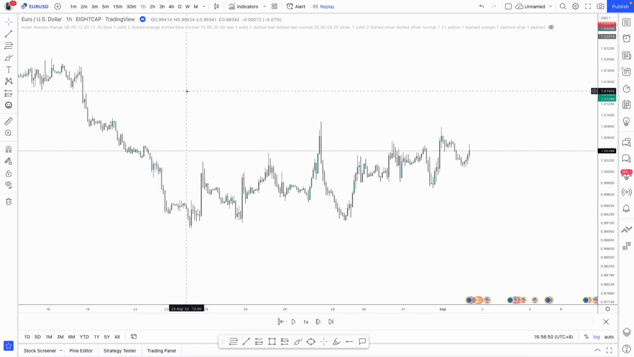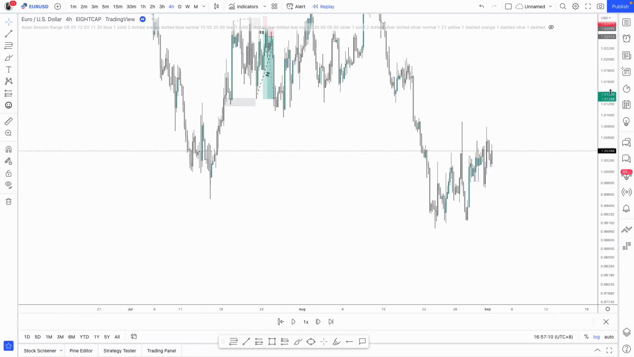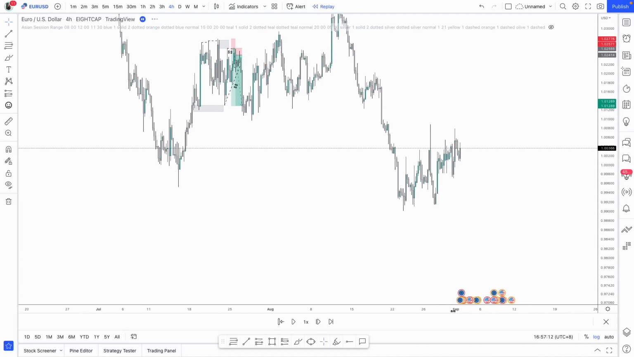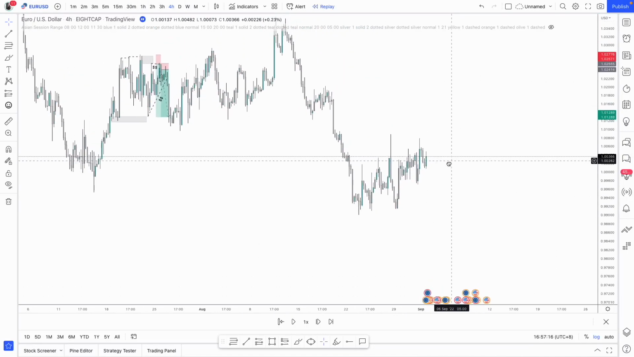Step number 1. You need to establish your directional bias. What I mean by that is you need to know what direction the banks are taking the markets. And to understand this, we need to go to higher timeframes. And to go to these higher timeframes, you simply go up here and select the higher timeframes.